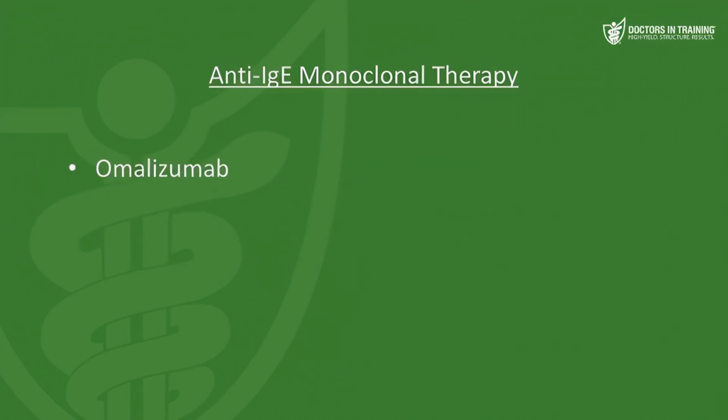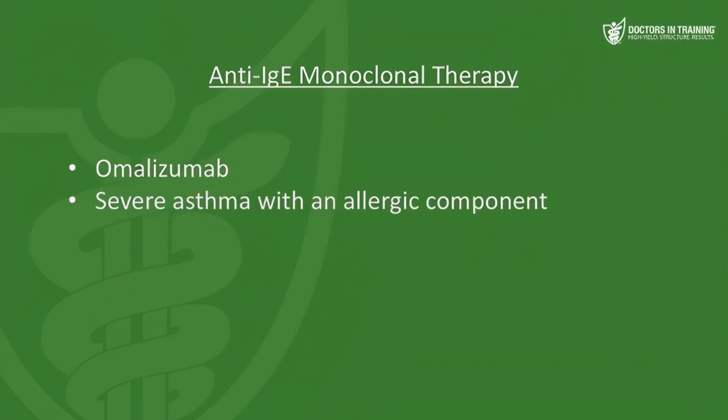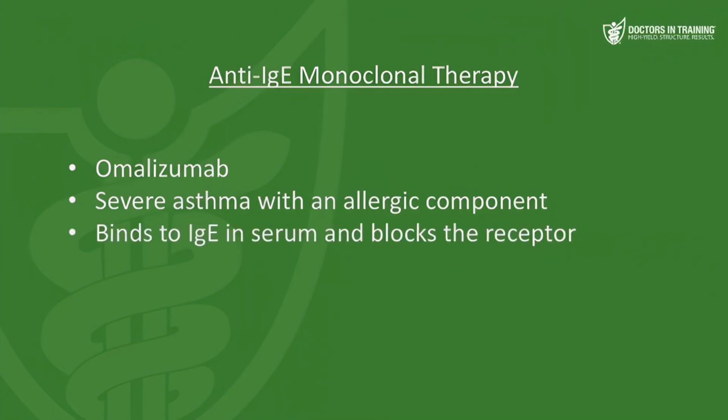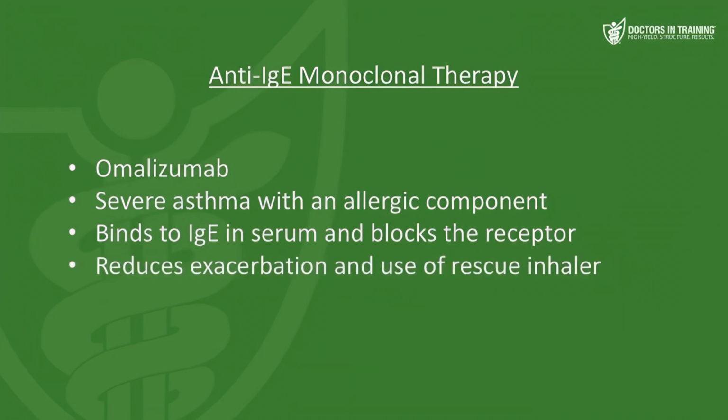Anti-IgE monoclonal therapy, omalizumab. The medicine is primarily effective in patients with severe asthma with an allergic component. It's generally safe for patients who've failed inhaled steroids and LABAs and have elevated IgE levels. It works by binding to the IgE in the serum and blocking the receptor. The ultimate goal is to reduce exacerbations and the use of rescue inhalers in these patients. And the times I've seen it used, I've found it to be very effective in our patients.